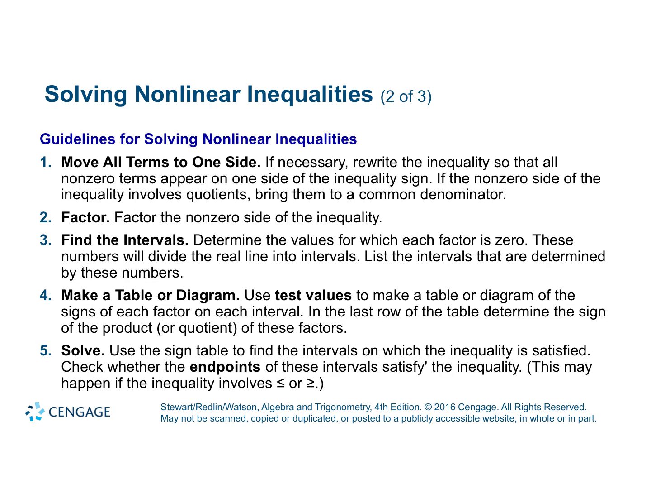Solving nonlinear inequalities, we have guidelines for solving nonlinear inequalities. First, you want to move all the terms to one side. If necessary, rewrite the inequality so that all non-zero terms appear on one side of the inequality sign. If the non-zero side of the inequality involves quotients, bring them to a common denominator. So treat them just like an equation, but instead of an equal sign, you're going to have an inequality. You're going to have different inequalities.